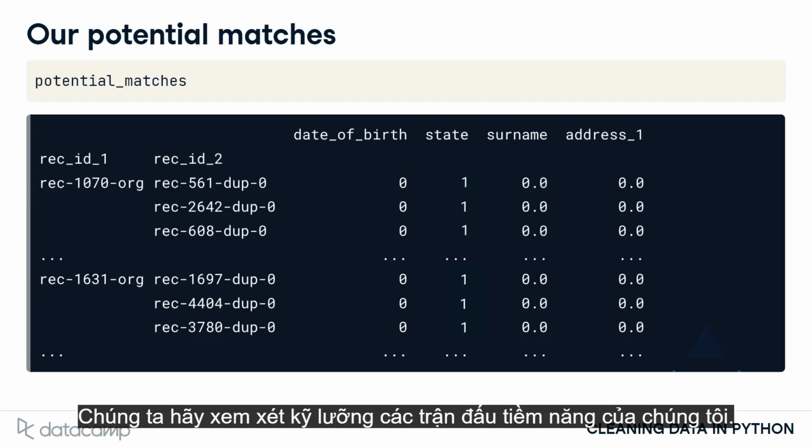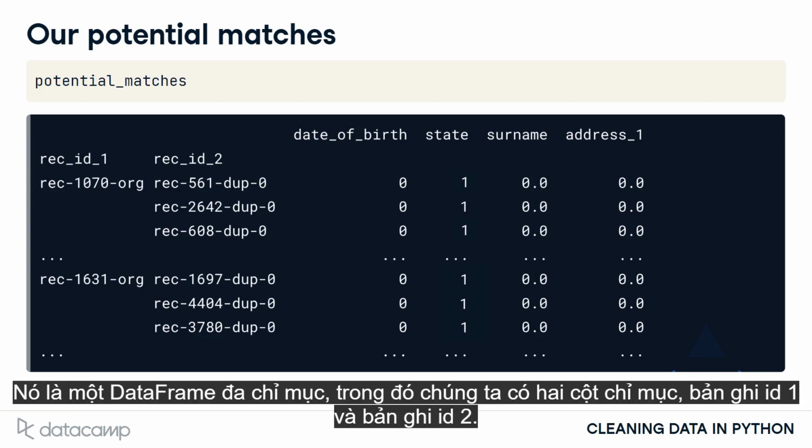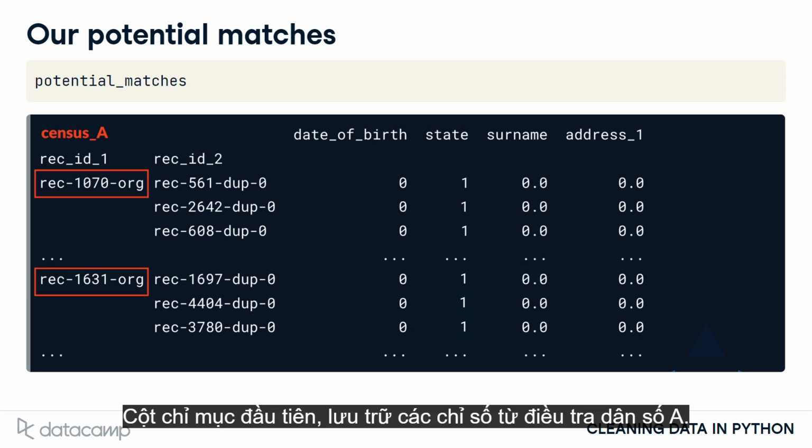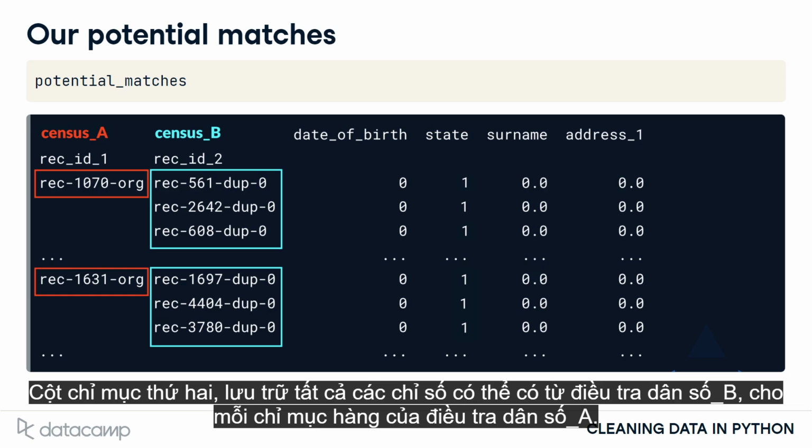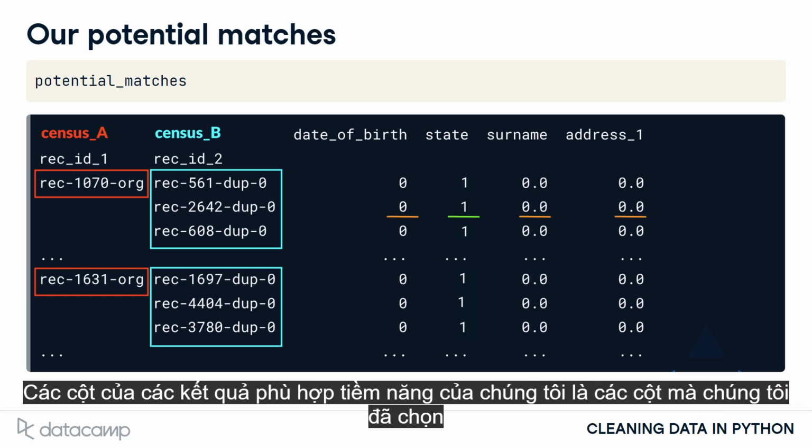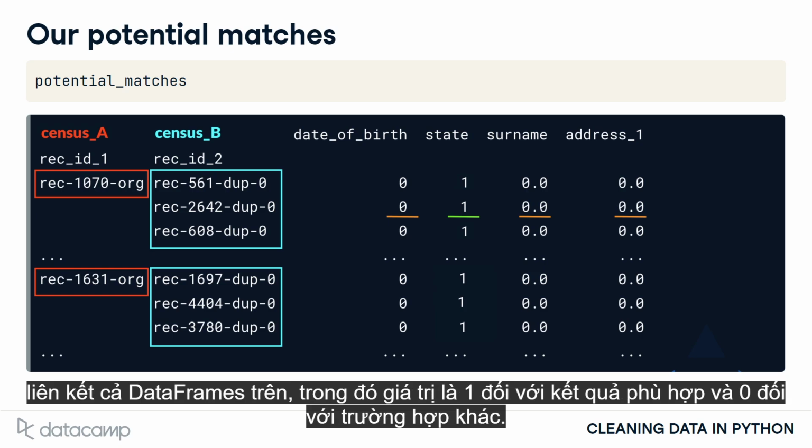Let's look closely at our potential matches. It is a multi-index data frame where we have 2 index columns, record ID 1 and record ID 2. The first index column stores indices from census A. The second index column stores all possible indices from census B for each row index of census A. The columns of our potential matches are the columns we chose to link both data frames on, where the value is 1 for a match and 0 otherwise.